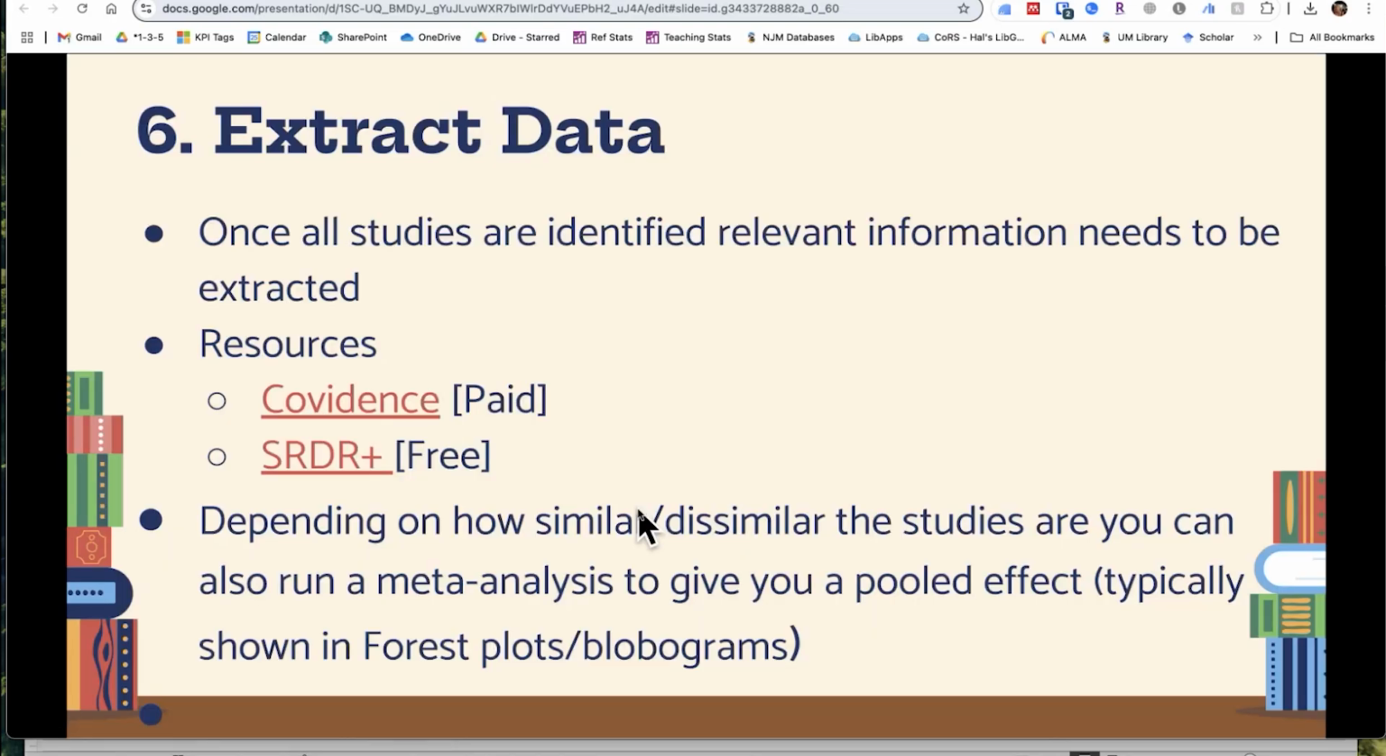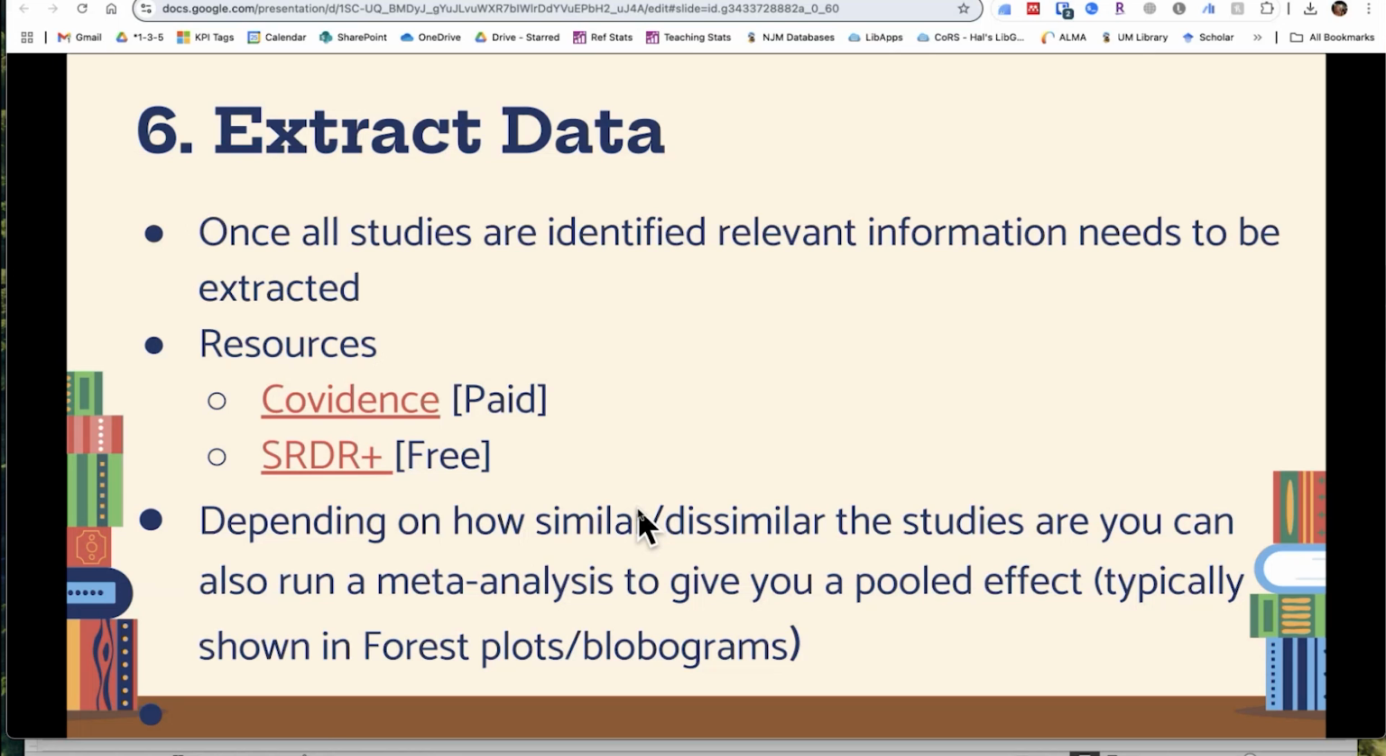Okay, so extraction. I know a few people mentioned it at the beginning. Extraction can take a long time, but basically data extraction is once you have identified all the studies that you want to include, then you actually need to go through and read those studies and pull out the information that you need to begin your analysis and your synthesis.